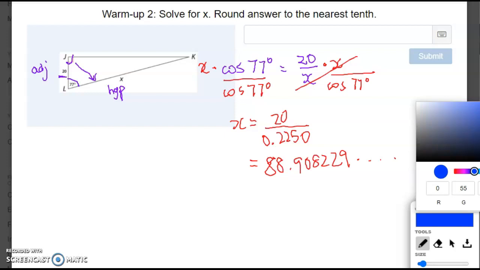Okay, again, we're told to round our answer to the nearest tenth. This is the tenth, right? This is the hundredth. This is the thousandth. That means we need to cut it off right here. But before we cut it off, we need to look at the next digit. The next digit is 4 or less. That means we do not need to round this number up. We just leave it as it is. So the x is 88.9, and that's what you should enter here, 88.9.